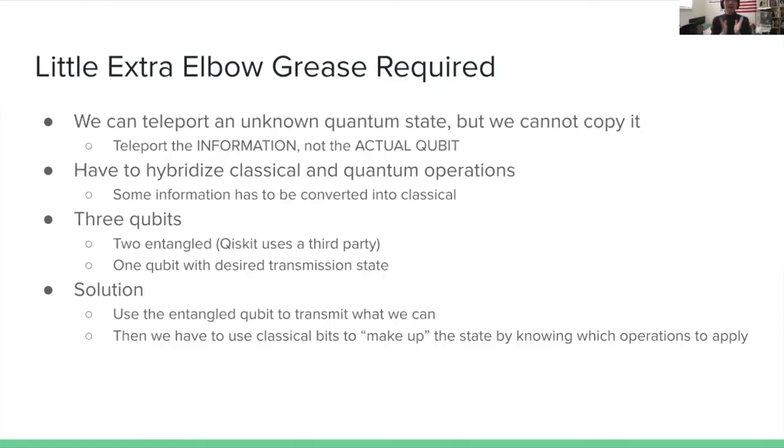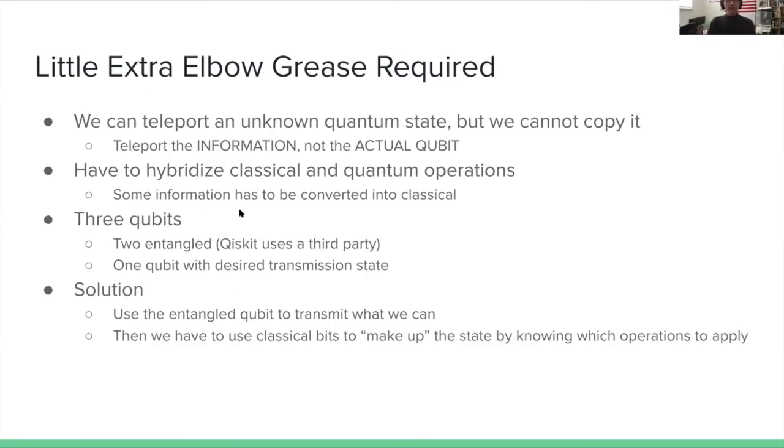But in order to do that, we have to hybridize some classical and quantum operations. What this means is that we can't just jiggle the entangled qubit and then the other party will see the jiggle and know exactly what state it's in. Not necessarily, and this has to do with the limitation of entanglement, which I'll go over after this slide.